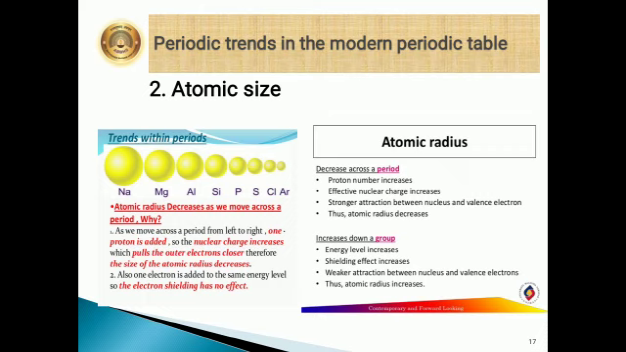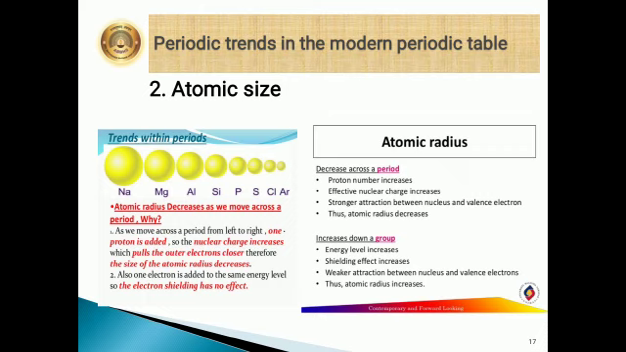So what we can infer from this? That atomic radius decreases as we move across a period. Why? Because as we move across a period from left to right, 1 proton is added. So the nuclear charge increases, which pulls the outer electron closer, and the size of the atomic radius decreases. Also 1 electron is added to the same energy level, so the electron shielding has no effect.